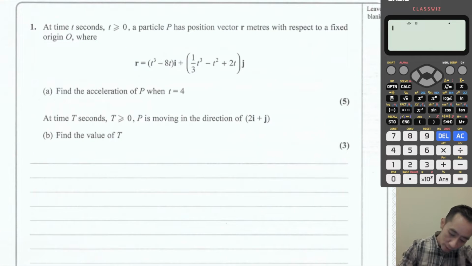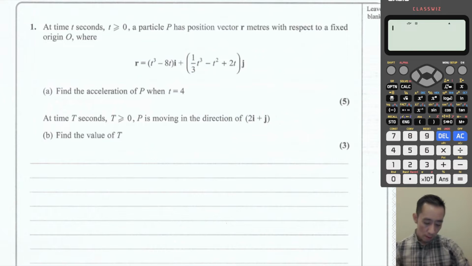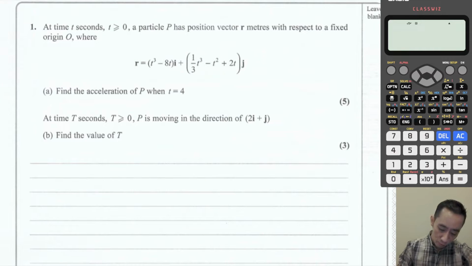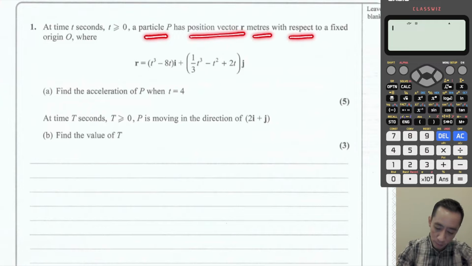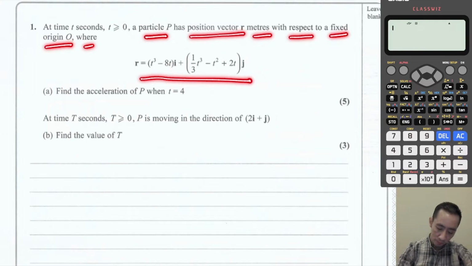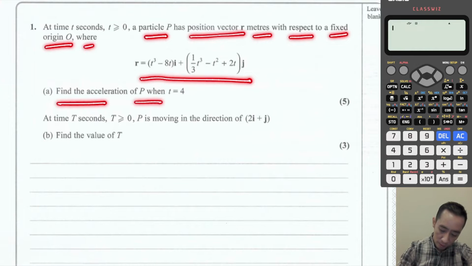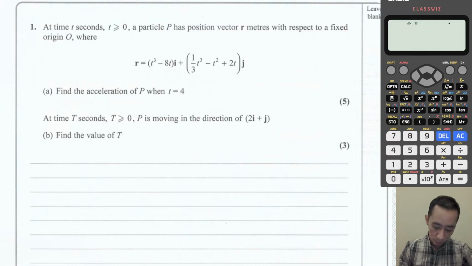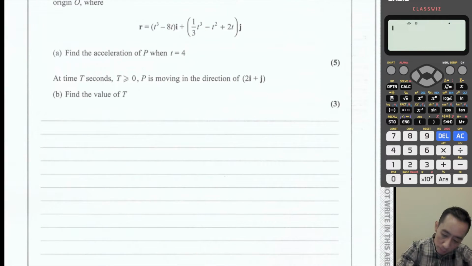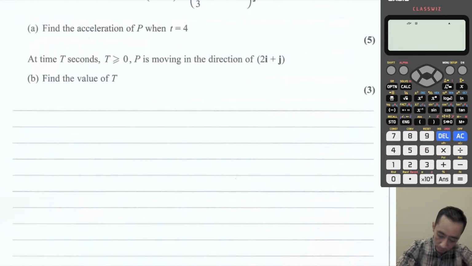Now we start from question 1. At time t seconds, t bigger or equal to 0, a particle P has a position vector r meters with respect to a fixed point origin O, where it's given like this. So we are asked to find the acceleration of P when t equals 4. Okay, so now, position vector means the displacement. So here we have this r.